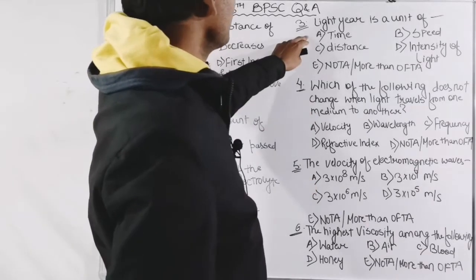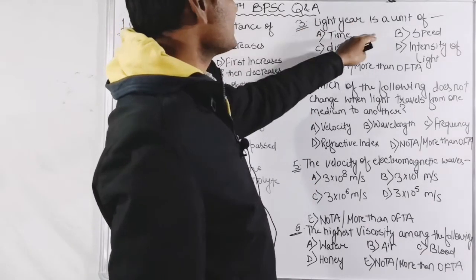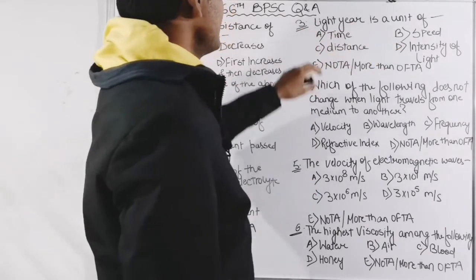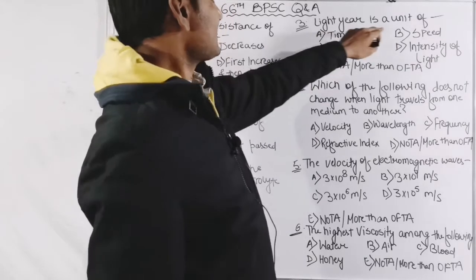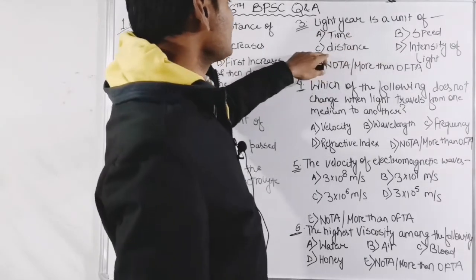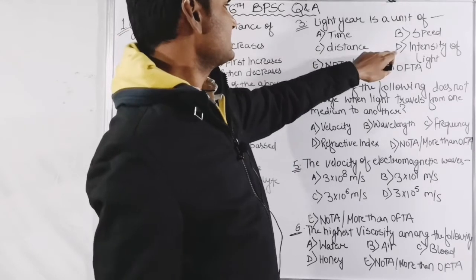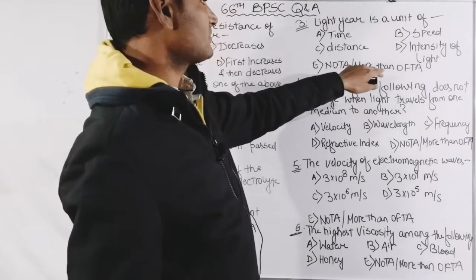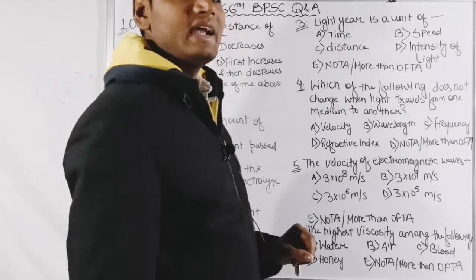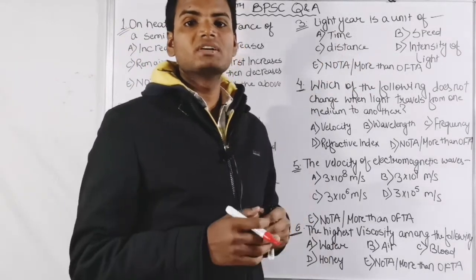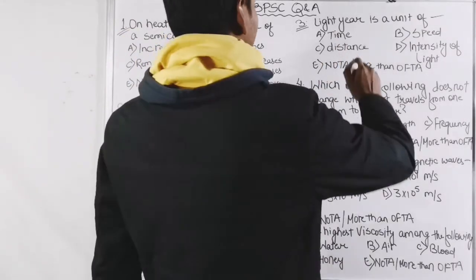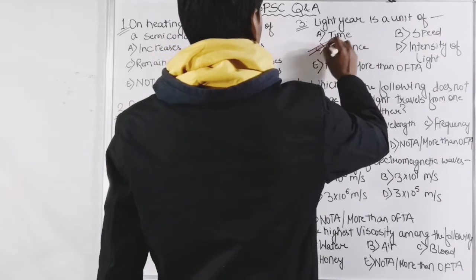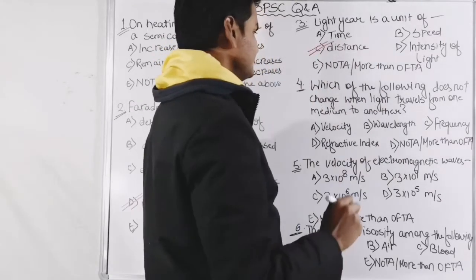Now the third question asked was, the light year is the unit of which thing? First option is time, second one is speed, third one is distance, fourth one is intensity of light, and the fifth one is none of the above or more than one of the above. So light year is the unit of distance. So it will be option C.